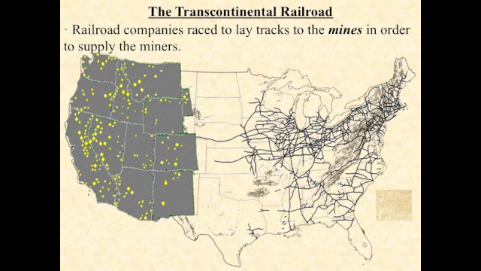The railroad industry was also racing to lay tracks to supply miners in the mines out west a little more easily than what was readily available. If you're looking at the map directly in front of you, you can see that all those yellow dots are the different mines that people were working in, and you can see exactly how many railroad tracks go that far out west. So the idea of a transcontinental railroad, a railroad that goes from the east to the west, was developed in order to make supplies more easily available to miners.